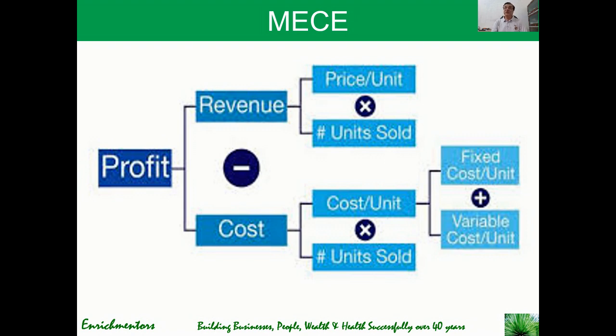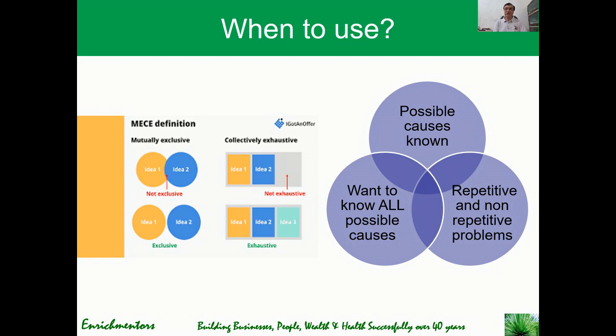When my possible causes are known, because I cannot determine MECE variables until I know the drivers, the possible causes. It could be used for a repetitive or non-repetitive problem. And when you want to know all possible causes, you don't want to leave anything to chance, because the impact of a neglected cause could be so high that you say, hey, I don't want to leave anything to chance. I want to know all possible causes.